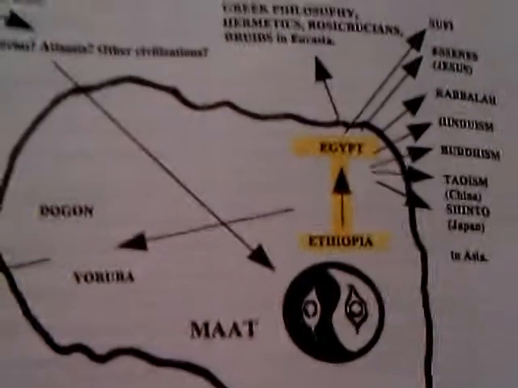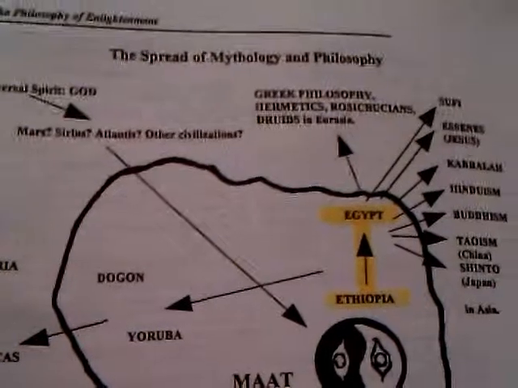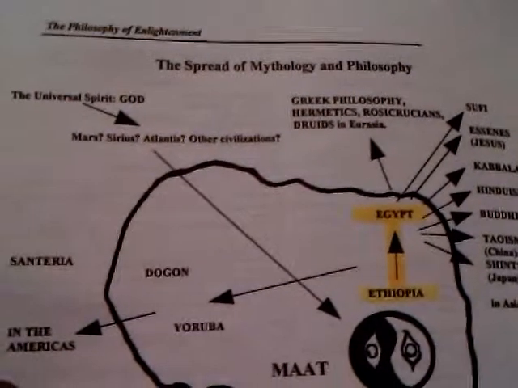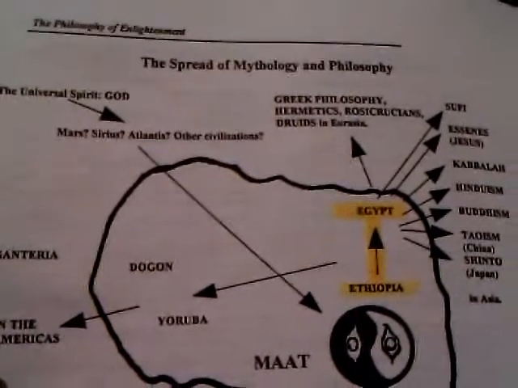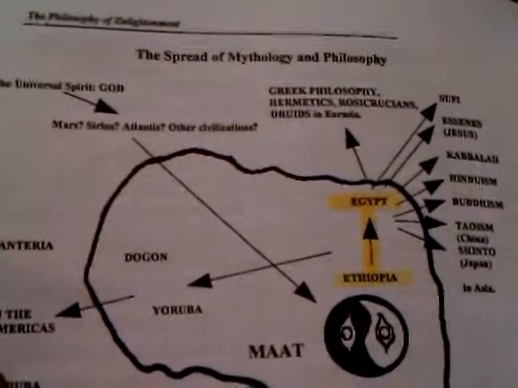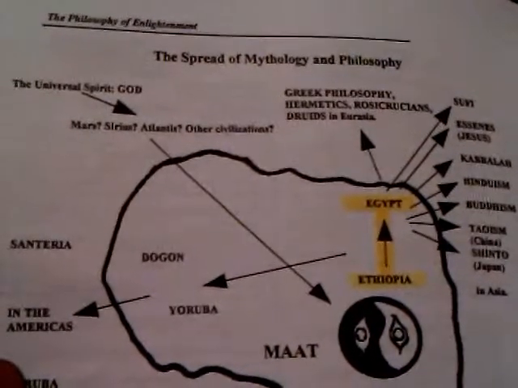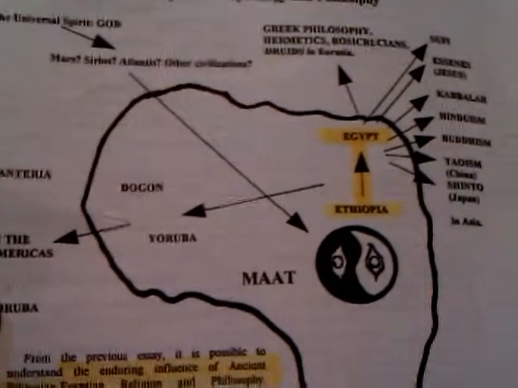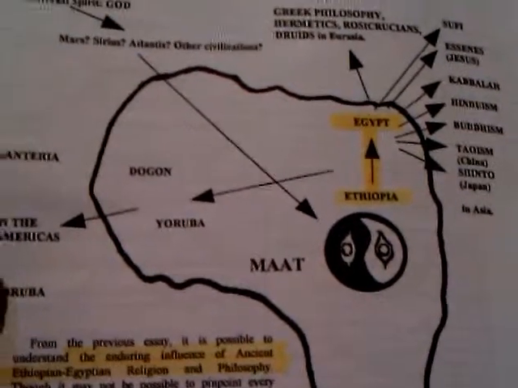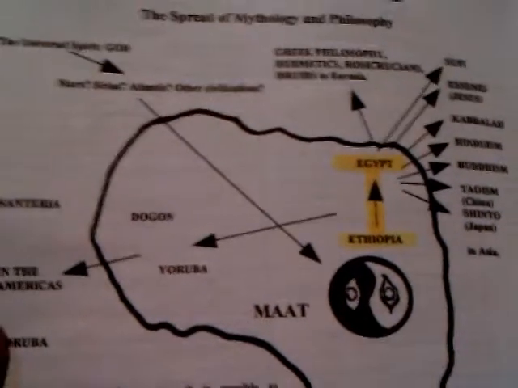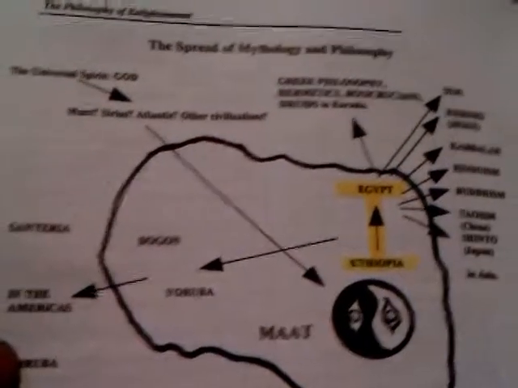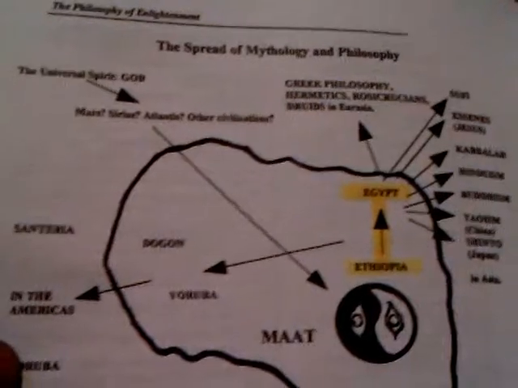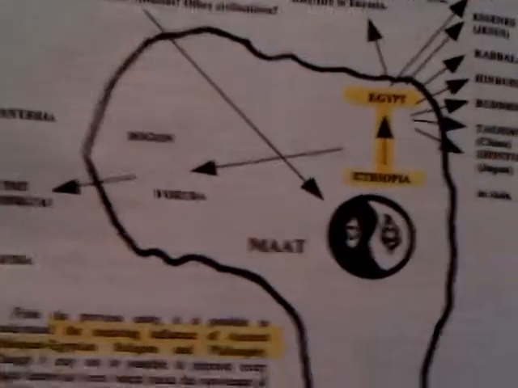So this is a very, very good chart that shows the spread of what's known as mythology or philosophy, but also can be ascribed as religious or spiritual teachings. And the Ethiopia and the Egypt rootage of these various religious or spiritual or philosophical or even mythological traditions. So once again, we give thanks, and we're going to touch on this book a little bit more.